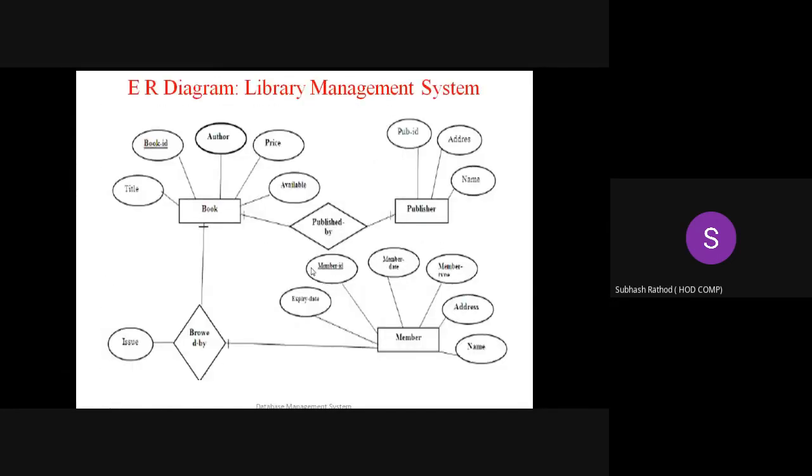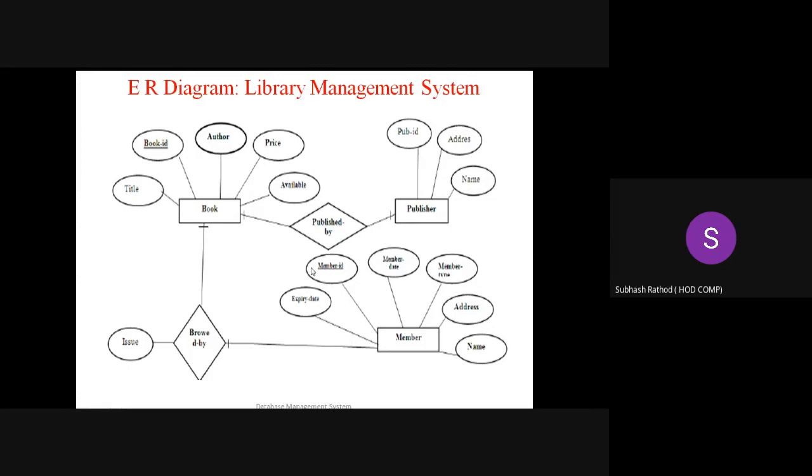So as shown, look at this diagram. This is the ER diagram for the library database management system, the ER diagram for the library management system, LMS. Look at this diagram. What are the entities considered here? What are the attributes? What are the relationships that exist among the entities?